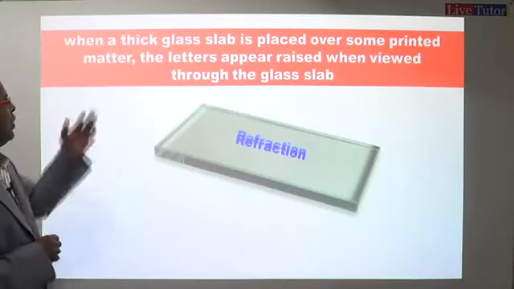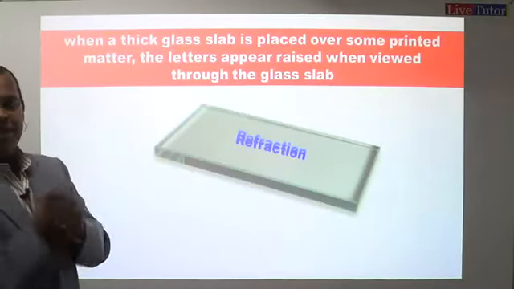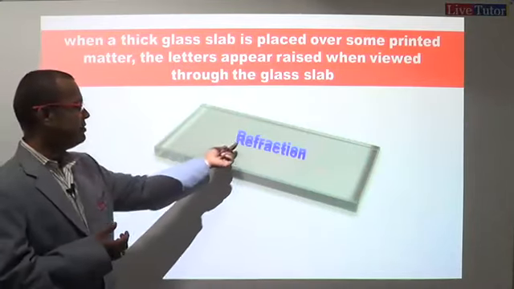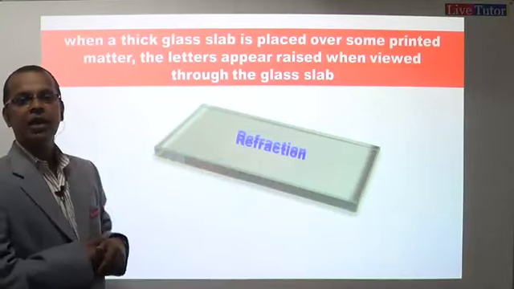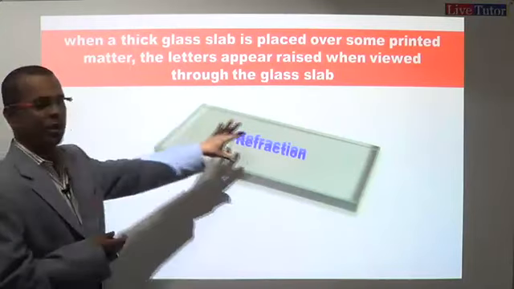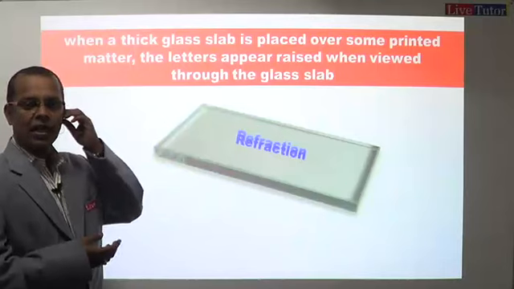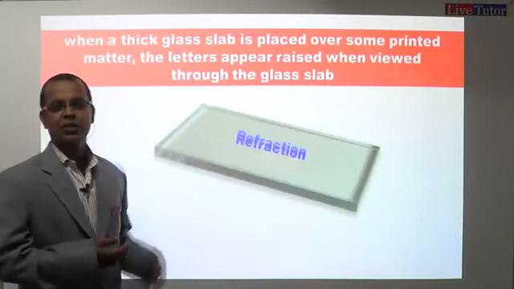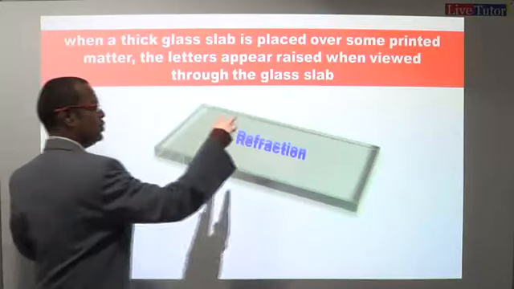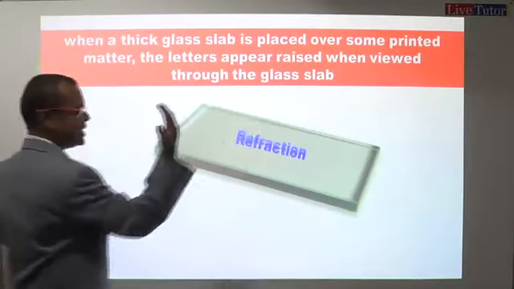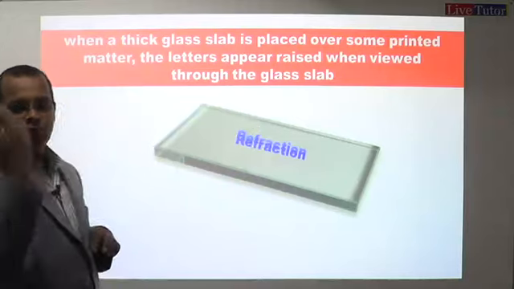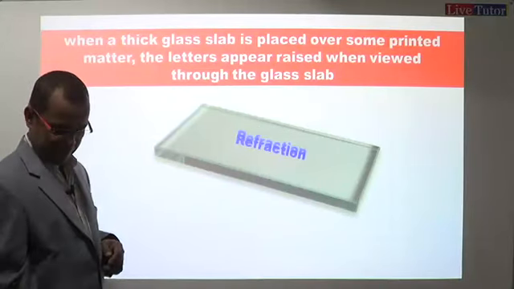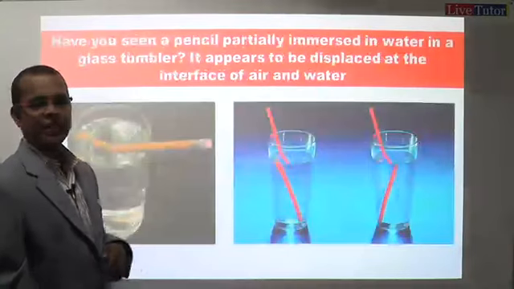And similarly, when you take a thick glass slab and place it over printed matter, for example, there is the word "refraction" on the paper. I am keeping that glass slab on the letter. Now you can see that the letter seems to appear somewhat raised through the glass slab. Only when you view through the glass slab, it may look as if it is projected outward. It may be somewhat raised from the surface, not on the paper. So this is another example.